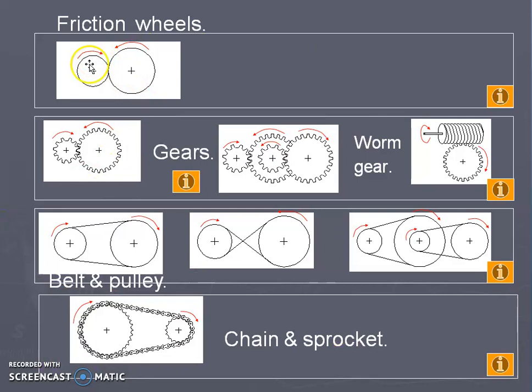Okay, this one is what we call friction wheels. This is what we call gears. This one is a special type of gear that we call the worm gear. In Spanish we call it tornillo sin fin. And these are different examples of belt and pulleys. In this case, I want to point out that these two wheels have the same direction. If we use the belt here like this, we reverse the direction of the motion. Okay, and this is the one that we call chain and sprocket.